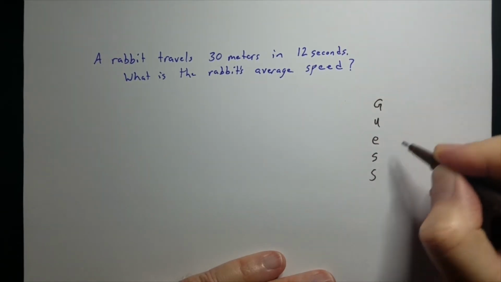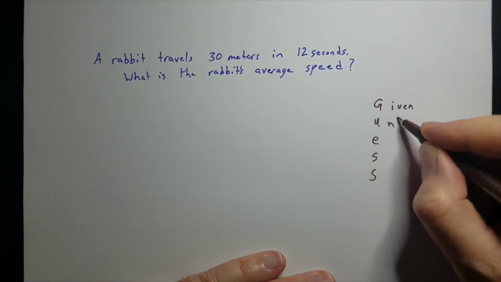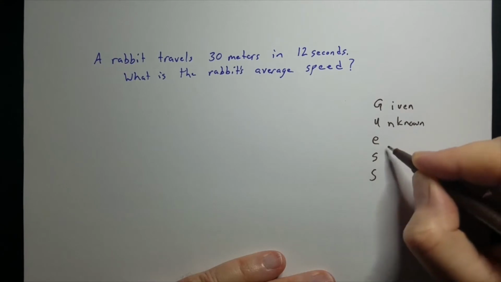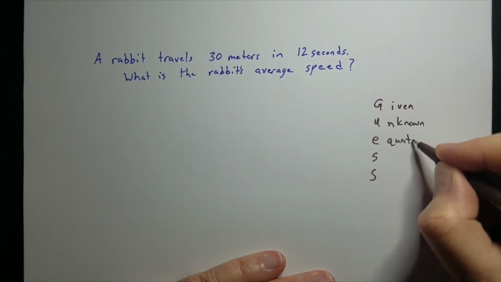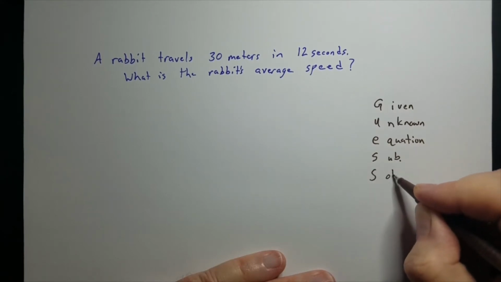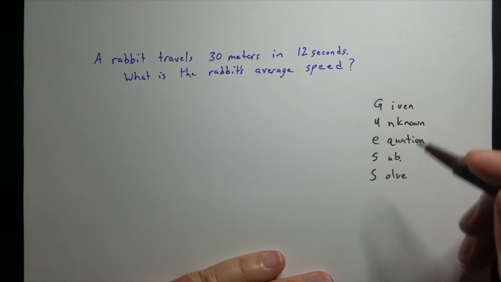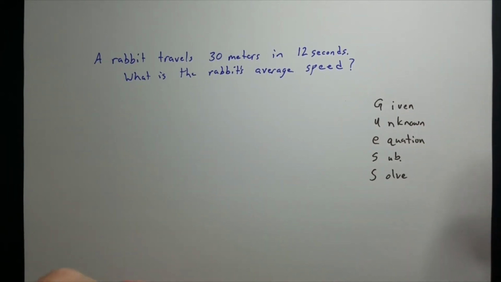The GUESS method stands for given, unknown, equation, substitute, and then solve. So this will give us a structure, because every problem in physics is essentially a word problem. So we're going to start off with this as an example.